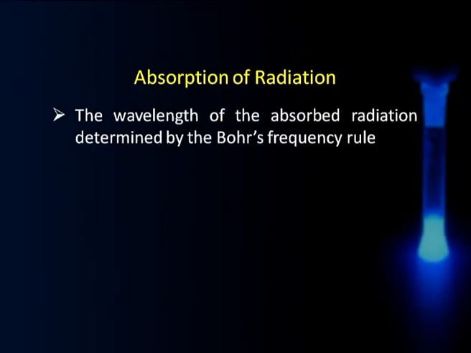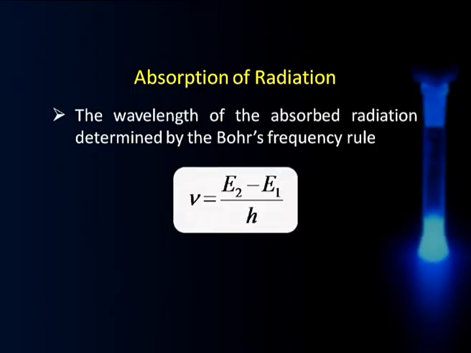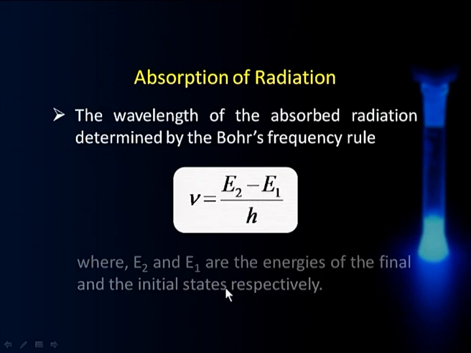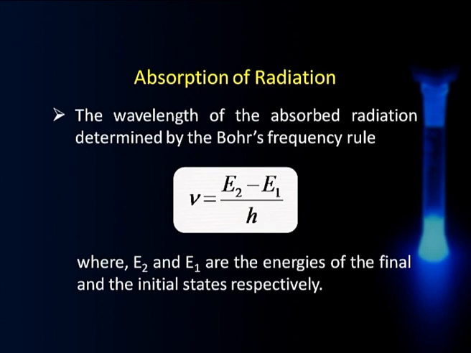and this is governed by the simple Bohr's frequency rule, which says that the frequency of radiation required for this excitation to take place will be E2 minus E1 by h, where E2 and E1 are the energies of the final and the initial state, and h is the Planck's constant. This is very trivial, all of us know fairly well. But how do we express this?